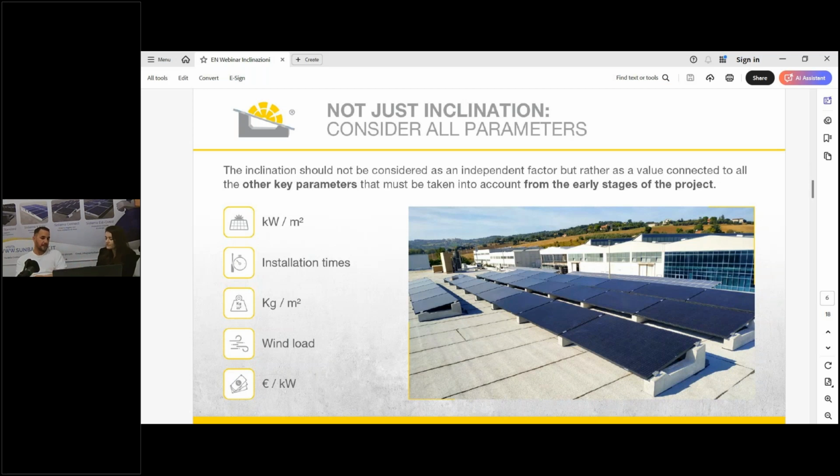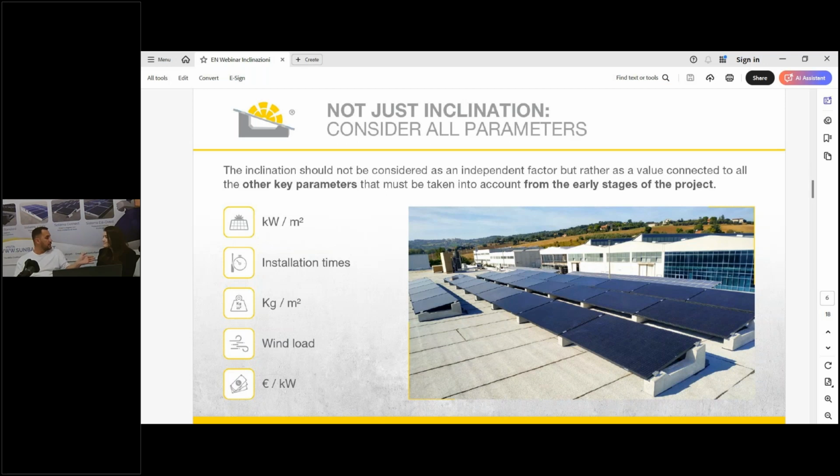They are taken into consideration, absolutely, because inclination cannot be the only factor we rely on. Not at all. One of our colleagues mentioned earlier that there is no perfect inclination, it does not exist. Inclination depends on the type of plant you have, right? That's why if somebody comes to me with a different inclination, I might suggest an inclination that could be even better.